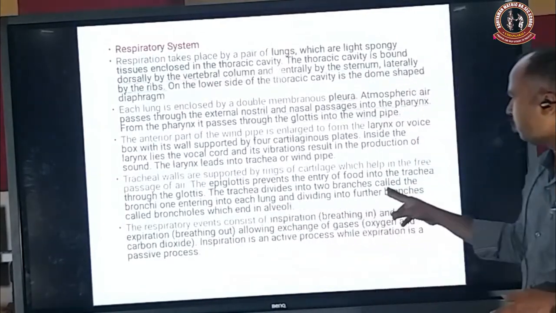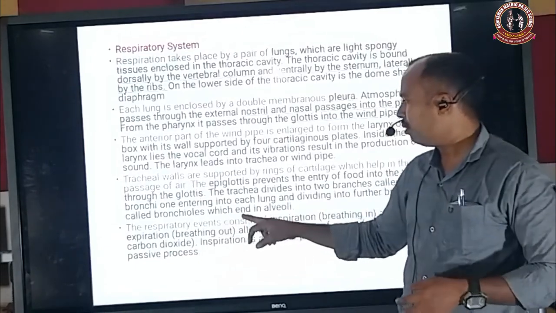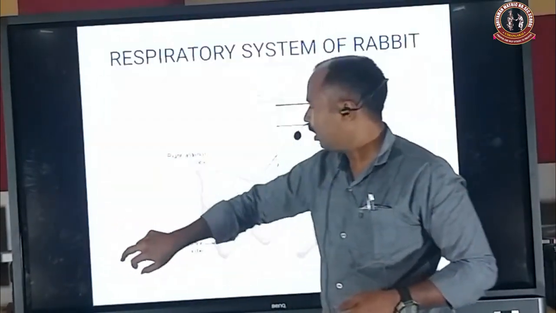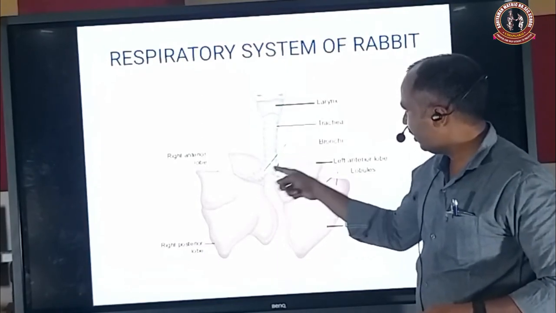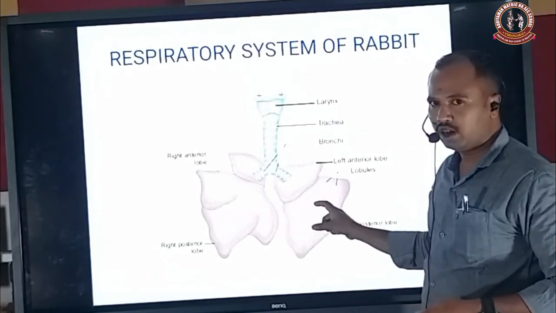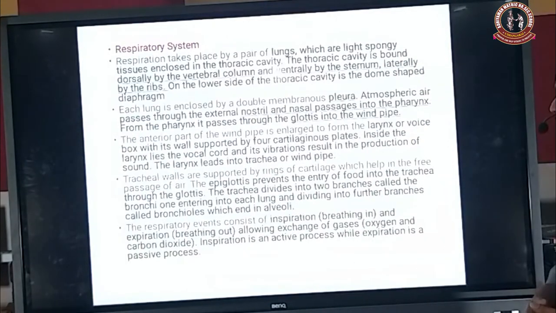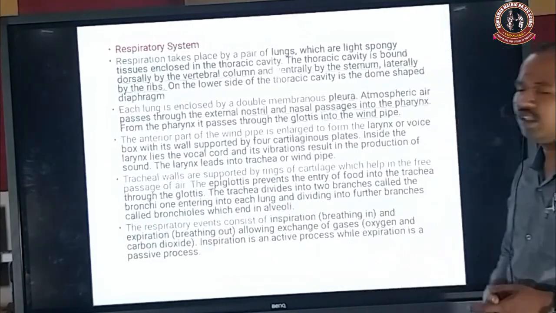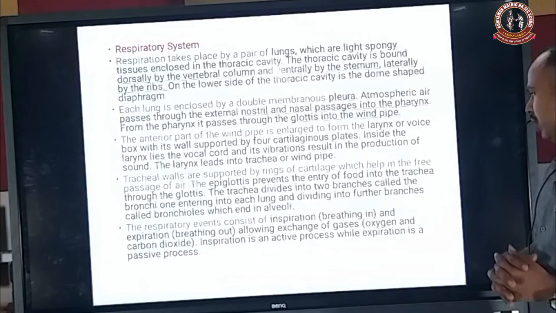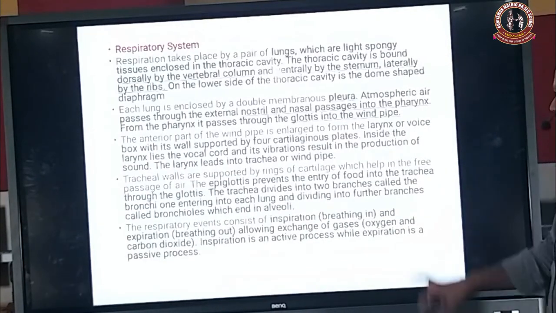The trachea divides into two branches called the bronchi, one entering each lung and dividing into further branches called bronchioles, which end in alveoli. When the bronchi are within the lung, the alveoli are present. With the help of the alveoli, the exchange of gases happens. Generally, breathing contains two major processes, inspiration and expiration, which allow the exchange of gases. Mainly, they take in oxygen and release carbon dioxide. Inspiration is an active process and expiration is a passive process.